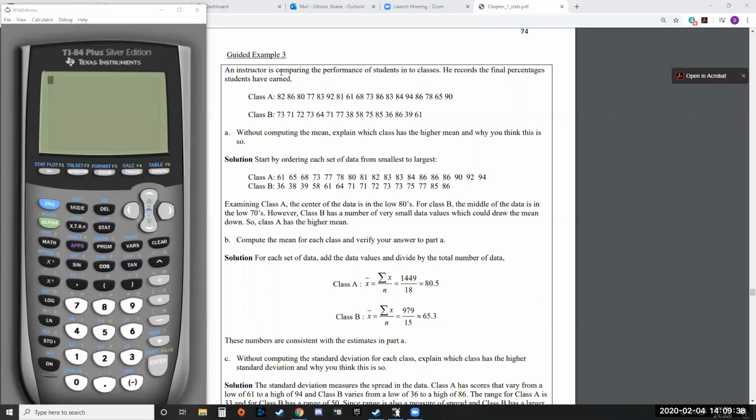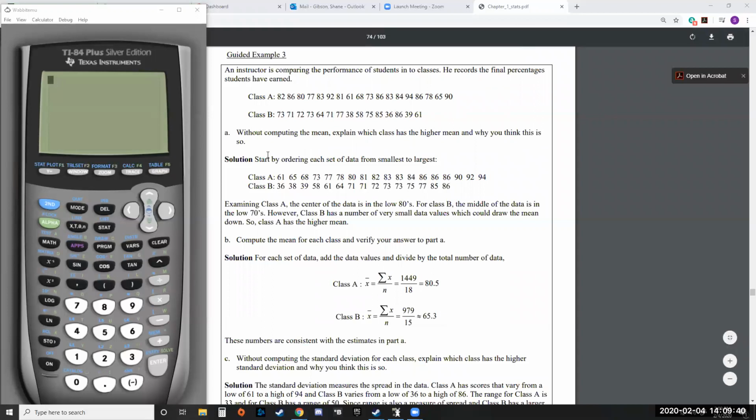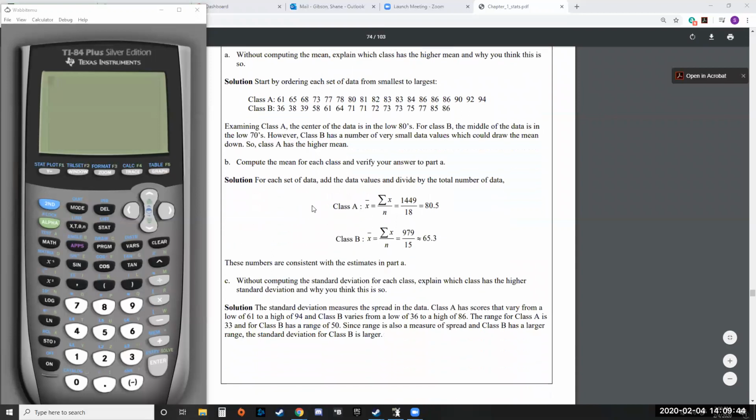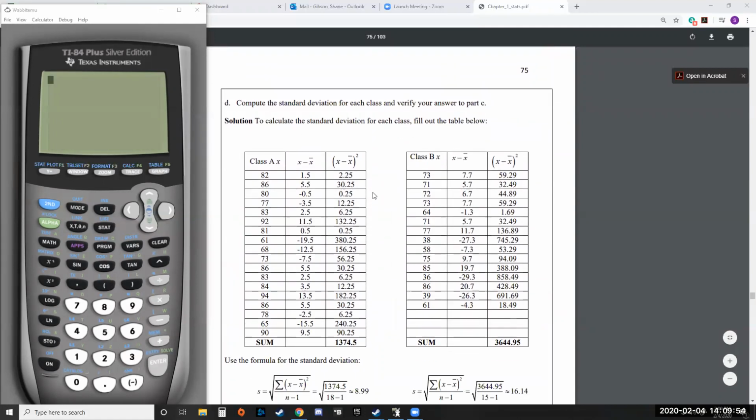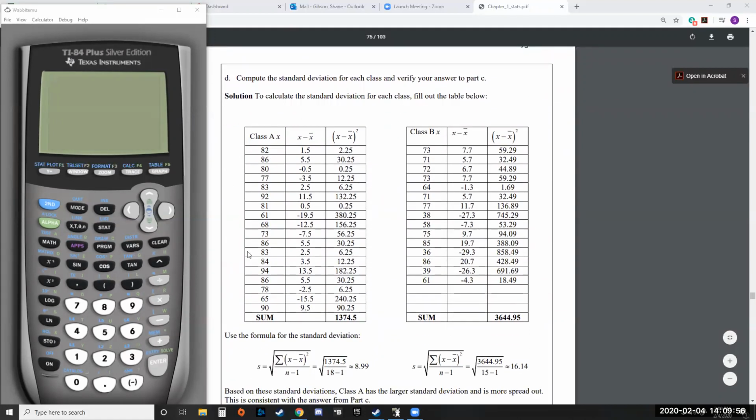So I'm going to look at this guided example 3 on page 74, and I'm just going to focus on class A here. Notice for standard deviation, you have to find the mean. So in part B, it actually makes you compute the mean, which is 80.5 for class A. And so if we jump down to part D, here's where we're going to calculate the standard deviation. We have to build this table.